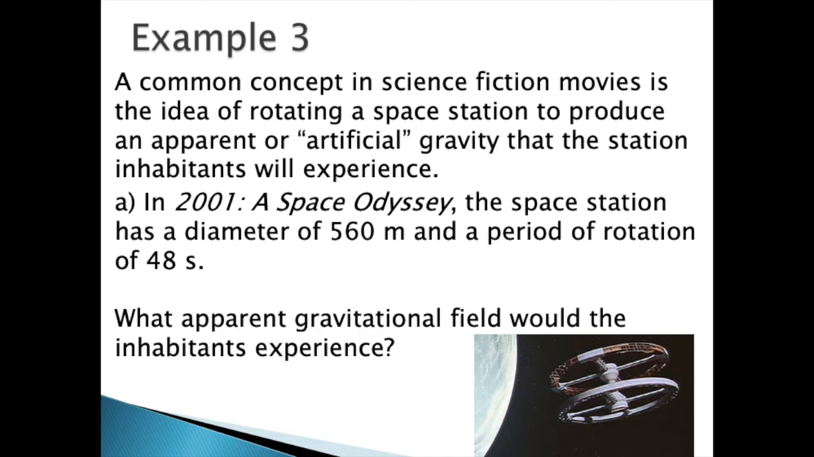Example 3. A common concept in science fiction movies is the idea of rotating a space station to produce an apparent or artificial gravity that the station inhabitants will experience. A. In 2001: A Space Odyssey, the space station has a diameter of 560 meters and a period of rotation of 48 seconds. What apparent gravitational field would the inhabitants experience?